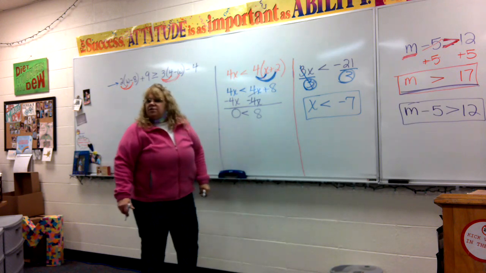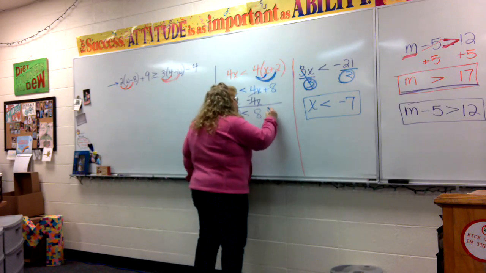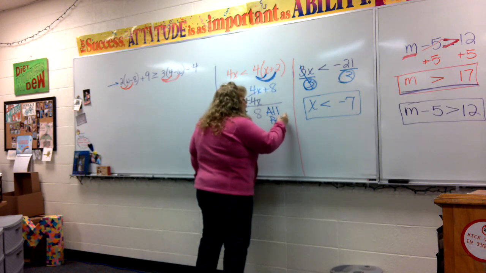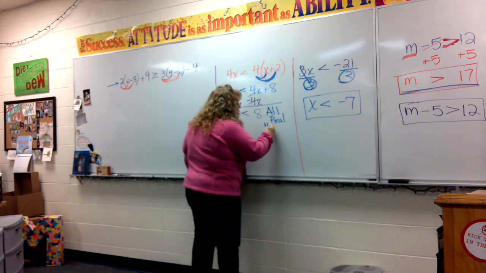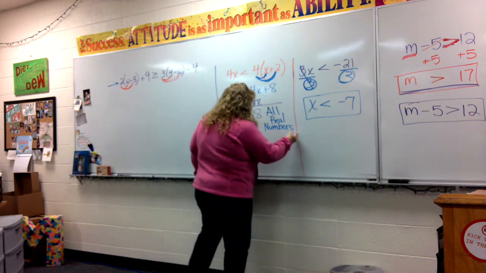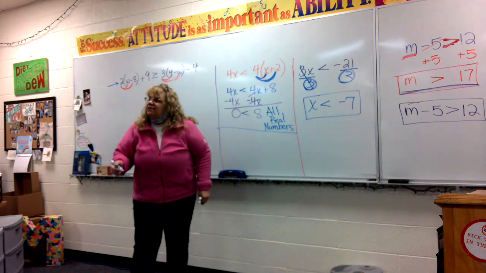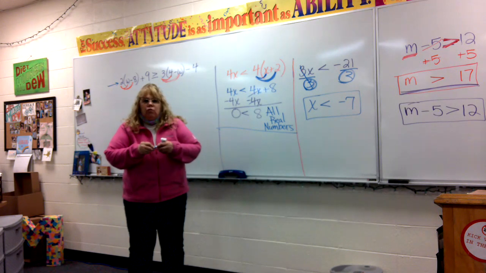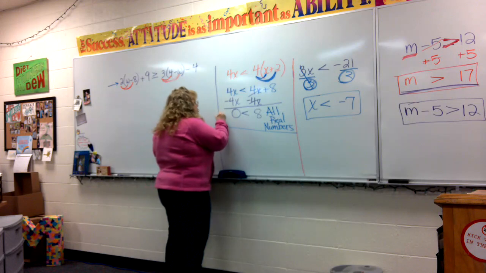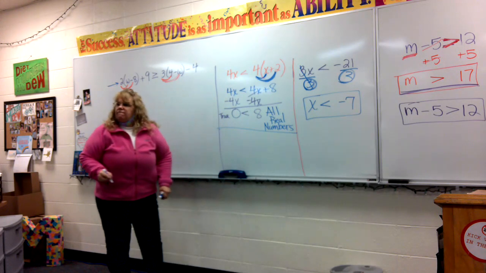Do you remember what your answer is then? Close. All real numbers. Any value you pick for x, 0 is always less than 8. It doesn't matter what you pick, right? So if this thing is true, then it's all real numbers.